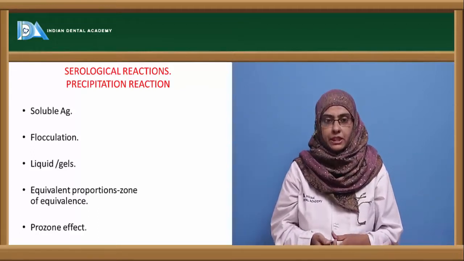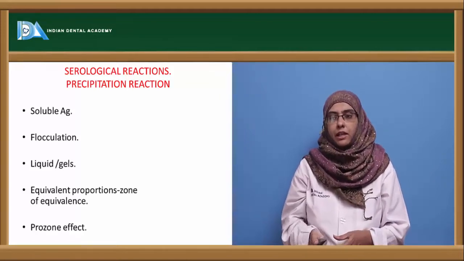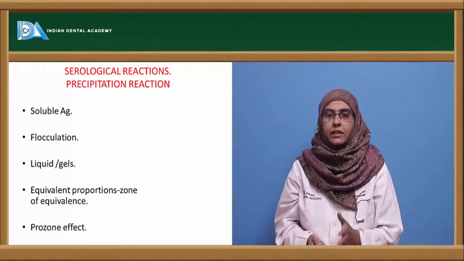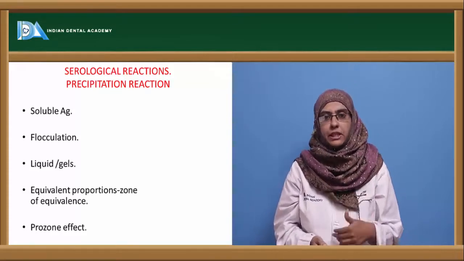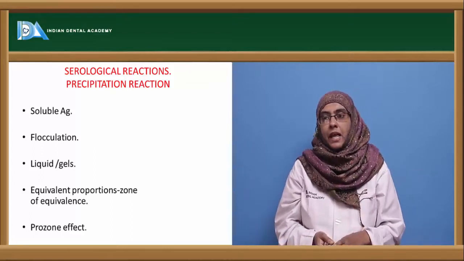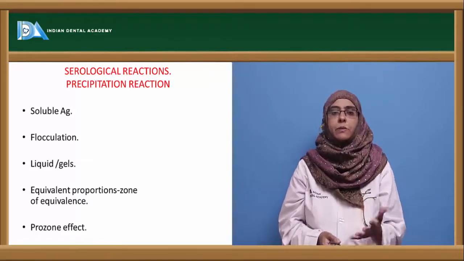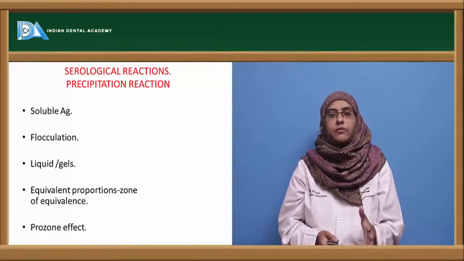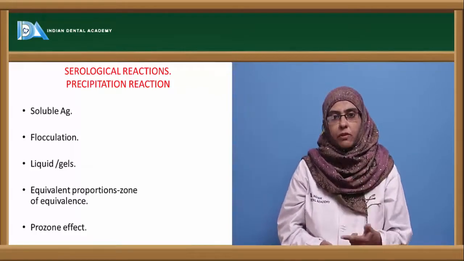The precipitation test can also take place in liquid media or in gel media, where agarose is mostly used to see the precipitation reaction in the form of a band or a line, whereas in liquid you can see the insoluble precipitate settling at the bottom or as floccules between the two layers of liquid. Now when does this precipitation reaction take place? It is only when there is an equal proportion of antigen and antibody mixed in a test tube that you can see the formation of a precipitate.